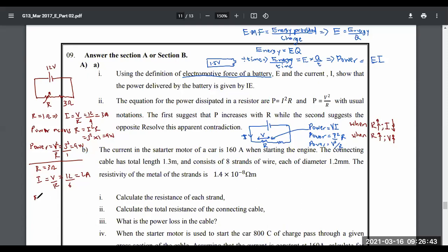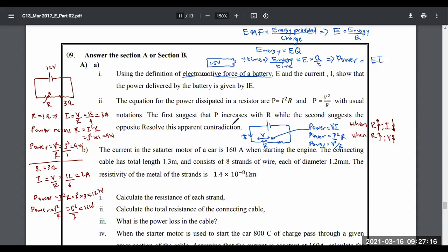Power now, that is I squared R. So that is 2 squared into R, which is 3. And that is 12 watt this time. And power equals V squared over R. V squared, this time you have to put the voltage across this resistor. So 12, now we have 3 and 3, then 6 volt will be here. So that is 6 squared over 3. That is also 12 watt.